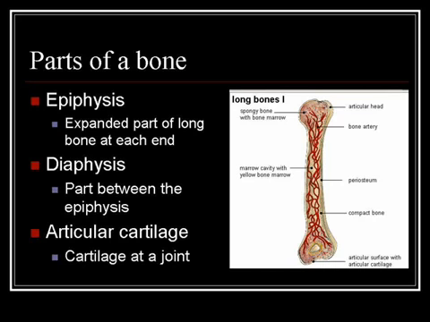But specifically, the cartilage that's found at a joint is called articular cartilage. So if you think about the cartilage that's in your ear, where you can kind of flap your ear over, that is not articular cartilage because that is not located at a joint.